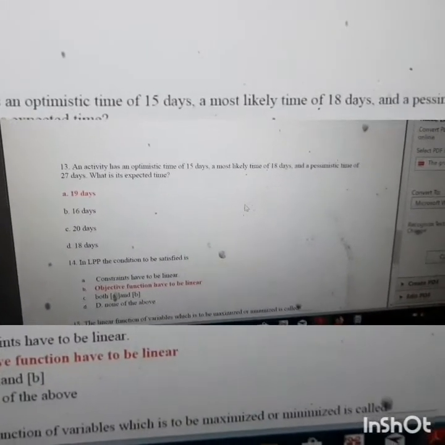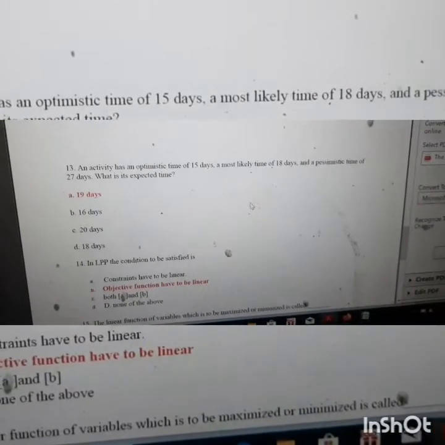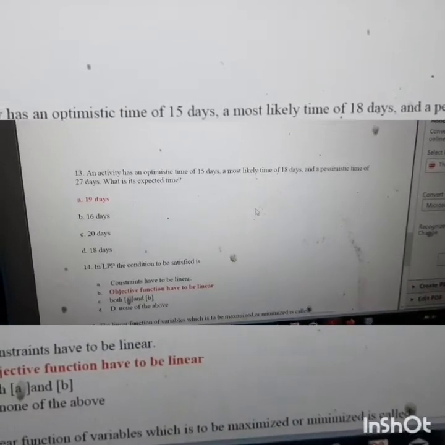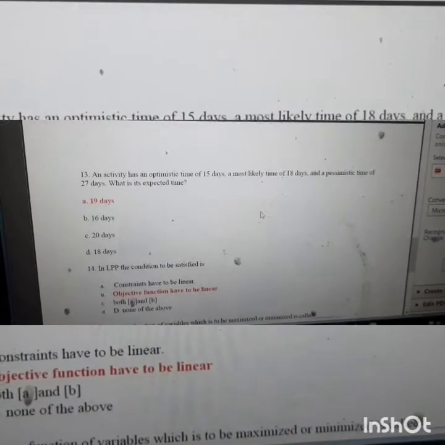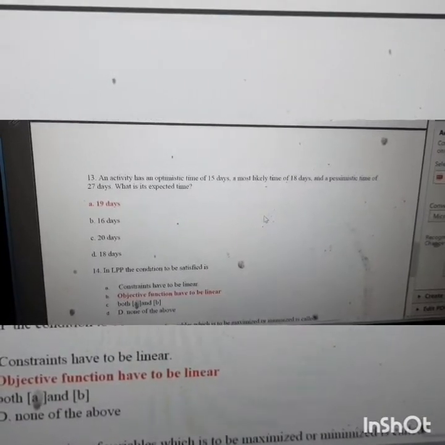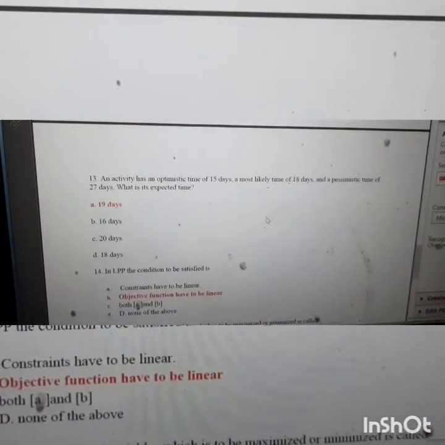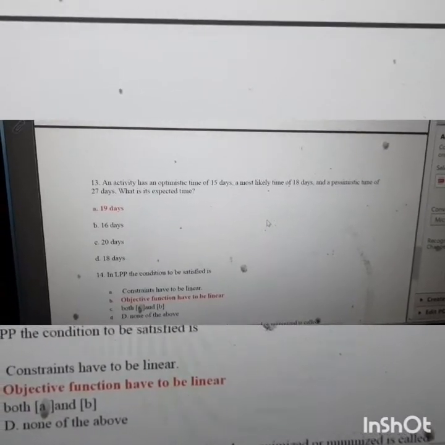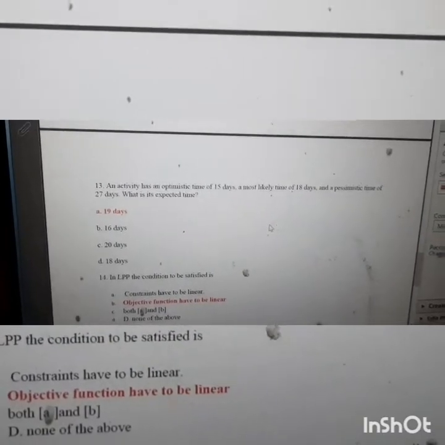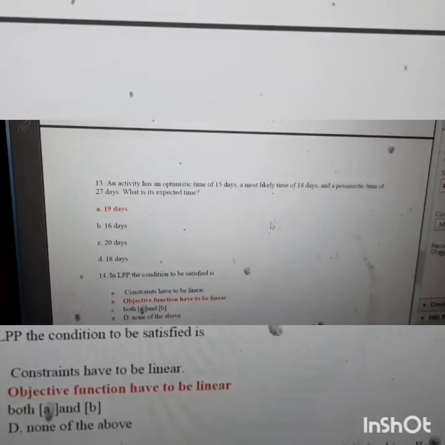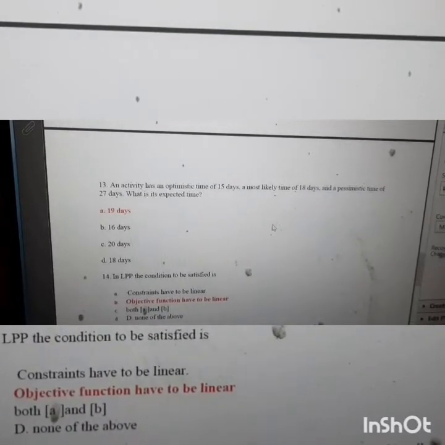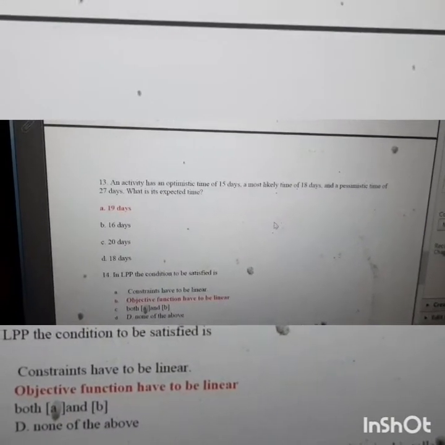Next question is, an activity has an optimistic time of 15 days, most likely time of 18 days, and pessimistic time of 27 days. What is the expected time? This is from the PERT topic. The formula for expected time is TO, that is your optimistic time, plus 4 TM, that is 4 times your most likely time, plus TP, your pessimistic time, divided by 6. So TO plus 4 TM plus TP divided by 6. After calculating, the correct answer is 19 days.